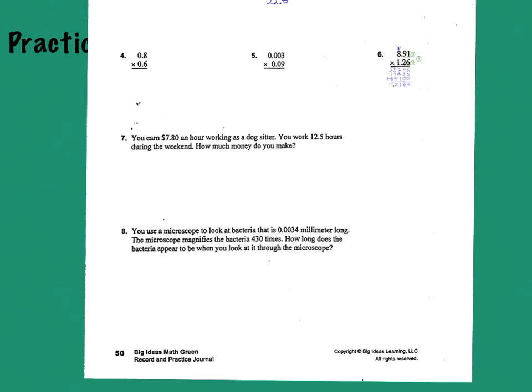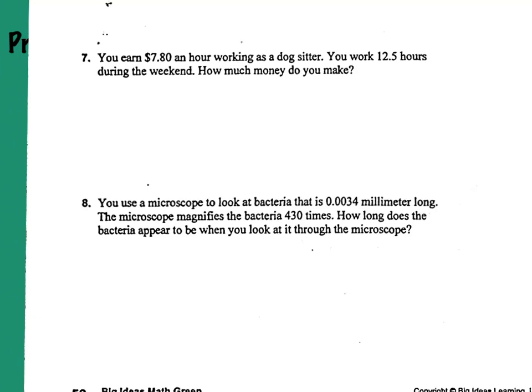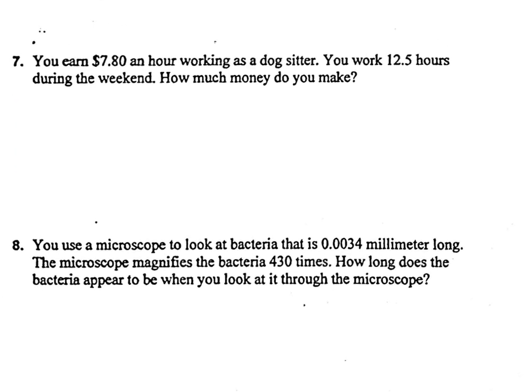If you're dealing with story problems, it's much the same way. Let's read this. You earn $7.80 an hour working as a dog sitter. You work 12 and a half, or 12 and 5/10 hours during the weekend. How much money do you make? Well, it's just the same type of problem that we have been dealing with. We're going to go $7.80, and we're going to times it by 12 and a half. And then we're going to multiply.